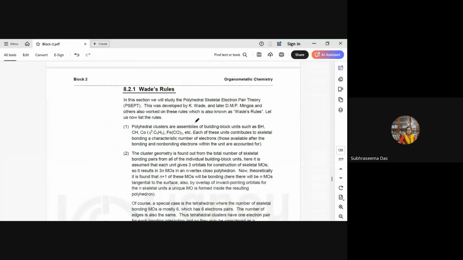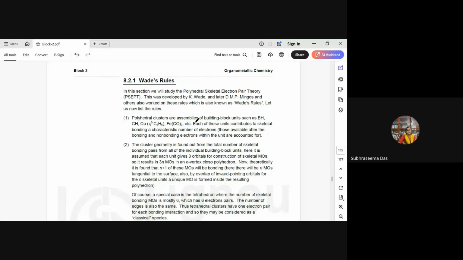Then coming to Wade's rule. This is also called the polyhedral skeletal electron pair theory. It was developed by a person named Wade, and so it is called Wade's rules. So what does this rule say?